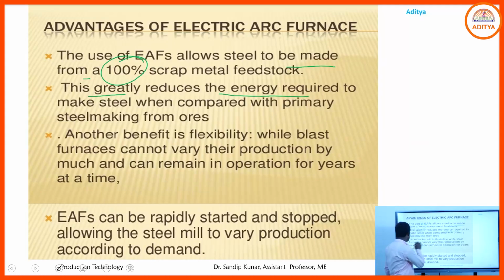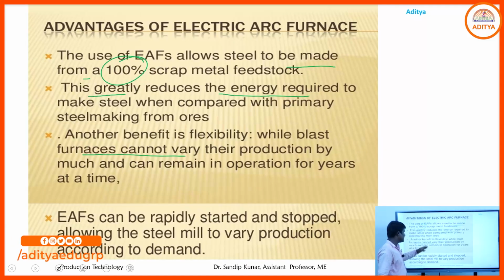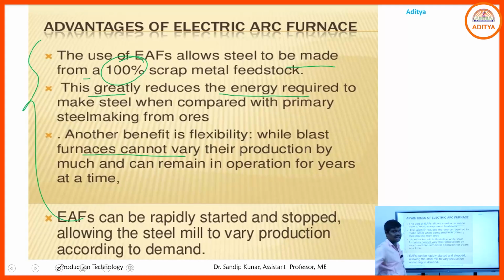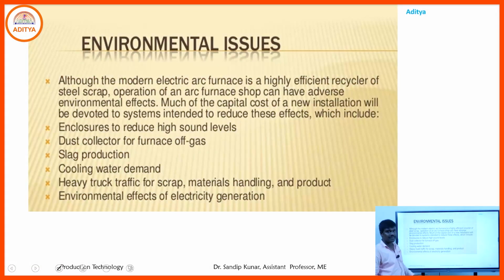Third, while blast furnaces cannot vary their production by much and can remain in operation for years at a time, the electric arc furnace can easily start and stop the generation of molten metal. Those are the main advantages of the electric arc furnace. What are the disadvantages?